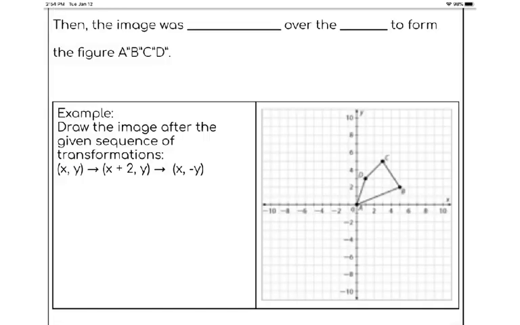So now let's try an example. The image was reflected, and we already talked about this, reflected over the y-axis to form the new figure. And that is the image, not the pre-image. The pre-image is the before, the image is the after. Okay, so then we have an example here.